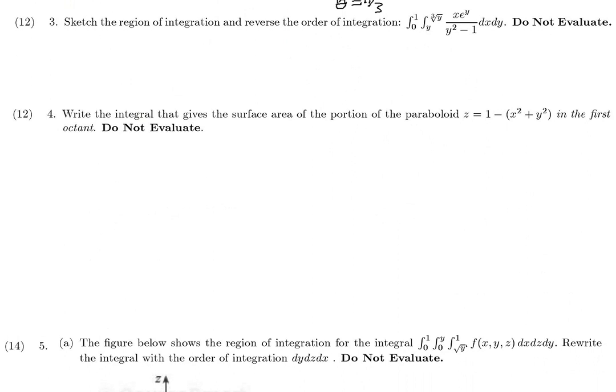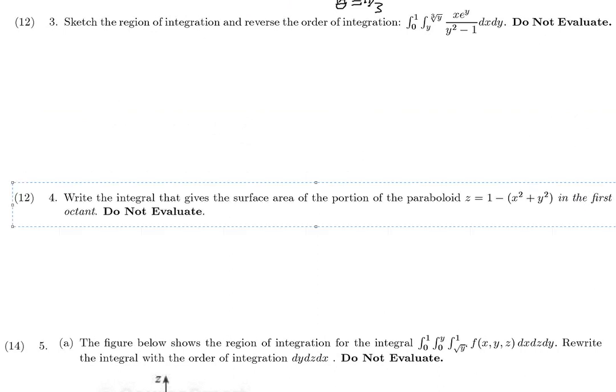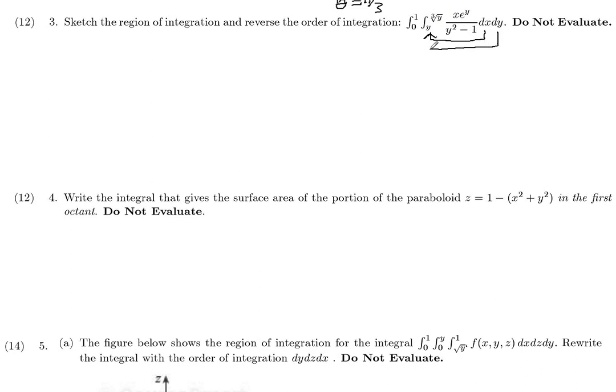Alright, next we are sketching a region of integration, and we're reversing the order. We're not evaluating, we're just setting up here. So here's our function that we're integrating. We're first integrating with respect to x in the x direction, so this would be x equals y and x equals cube root of y. And then we're going to integrate with respect to y from y equals 0 to y equals 1.